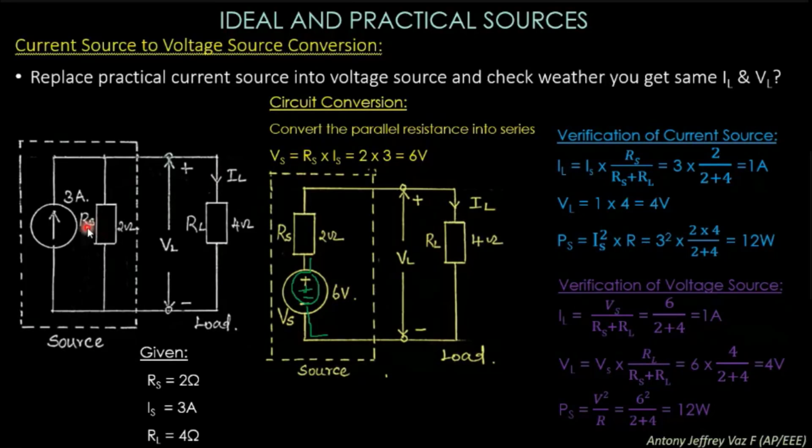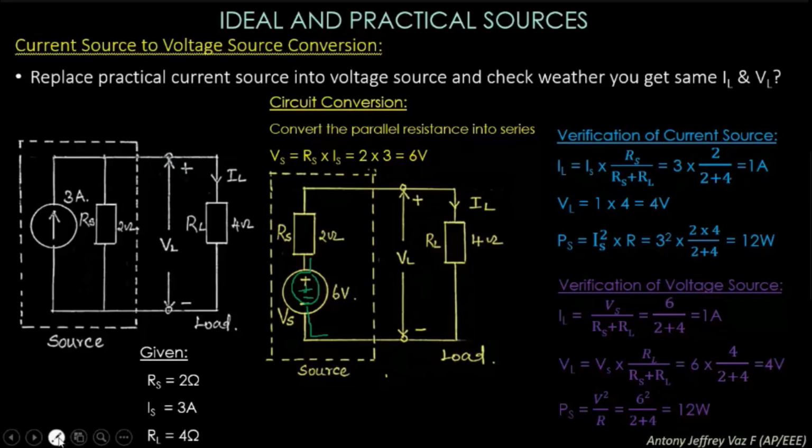Here, Vs represents the voltage across the source which is to be found, Rs represents the source resistance, and Is represents the source current. We know Rs equals 2 ohm and Is equals 3 ampere. On multiplying this, we get 6 volt. So we can directly write the voltage across the source, that is the voltage source value Vs, equal to 6 volt.